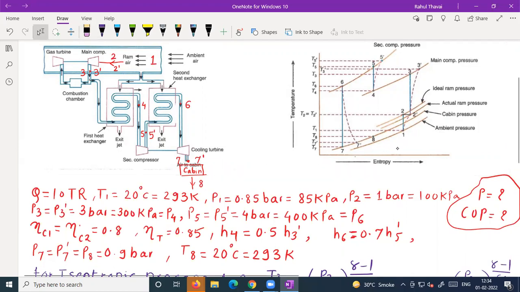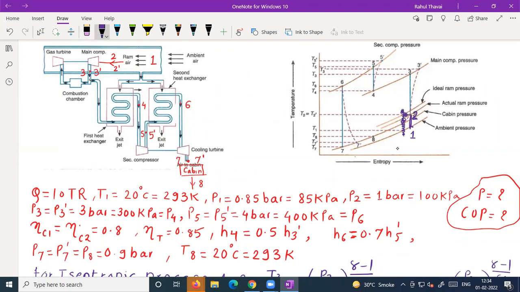I'll just mark this as point number 2 here. Let this be point number 1 only. So our process will be like this: 1 to 2, then 2 to 3. We don't have the 2 dash point, so I'll just clear this. We have the process starting from 1 to 2.